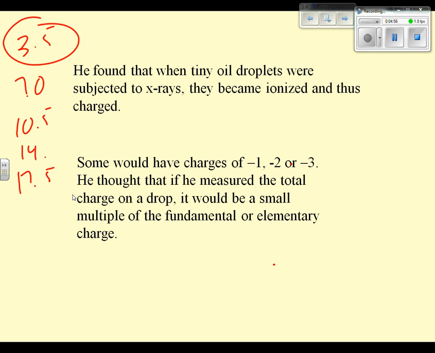Now, it obviously isn't that easy. I've obviously oversimplified. Because imagine he found charges of 1.6 times 10 to the minus 19. And then the next one, if it was 2 times, well, that would be?